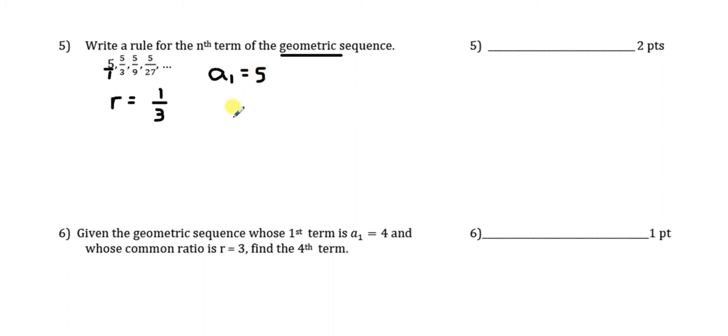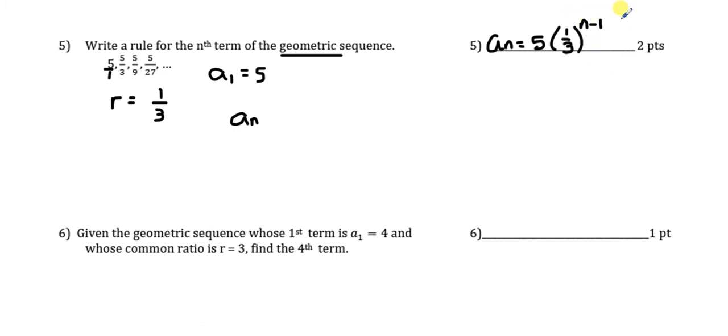So the general formula is a sub n. I could just write this up here in the answer key. a sub n is equal to a1, which is 5, times r, which is 1/3. So even though geometric sequences in ways are harder, really writing out the formula, there's not that much to it. n minus 1. a1 times r to the n minus 1 power.